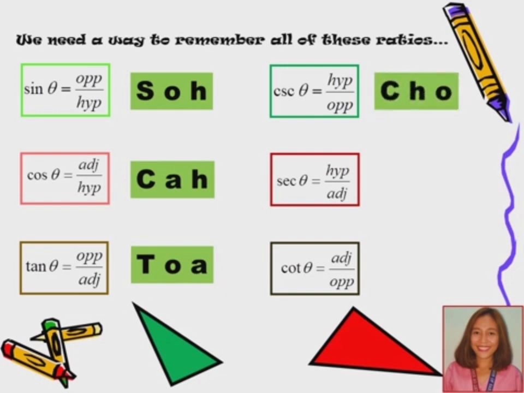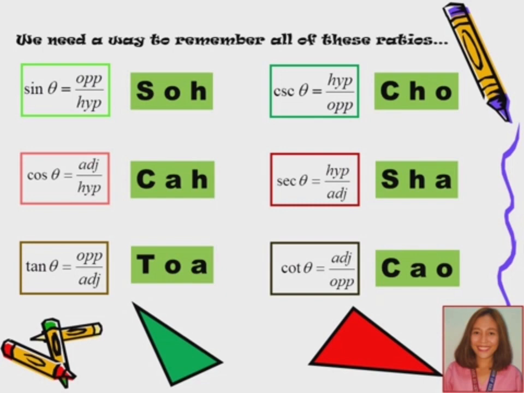Next is cosecant as CHO. C for cosecant, H for hypotenuse, O for opposite. Next is secant, which will be called SHA. S for secant, H for hypotenuse, and A for adjacent. And last is the cotangent. It will be called CAO, where C stands for cot, A for adjacent, and O for opposite.